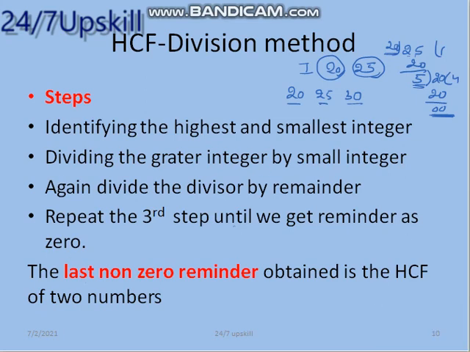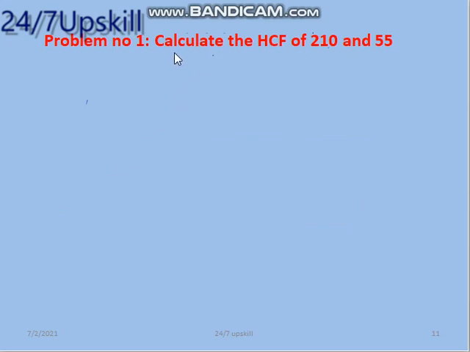So let us go with the problem. This is the first problem where you need to calculate the HCF of 210 and 55. Let us go with the first step, identifying the highest and smallest integer. In the given problem, 55 is the smallest integer and 210 is the largest integer. So I have identified which is highest and which is smallest.